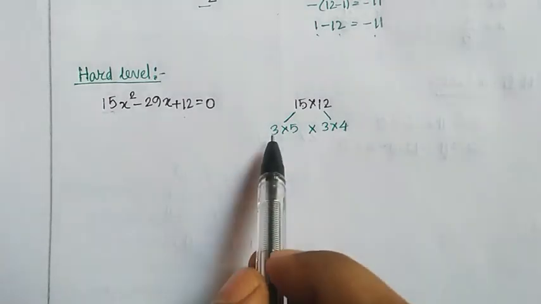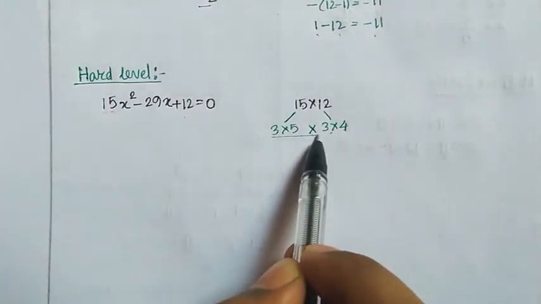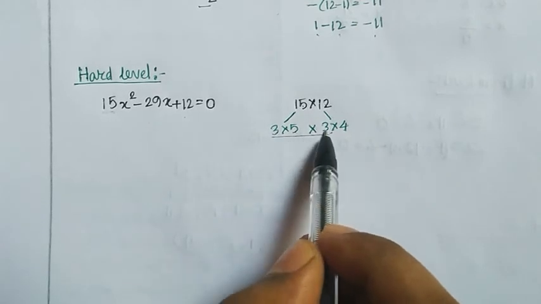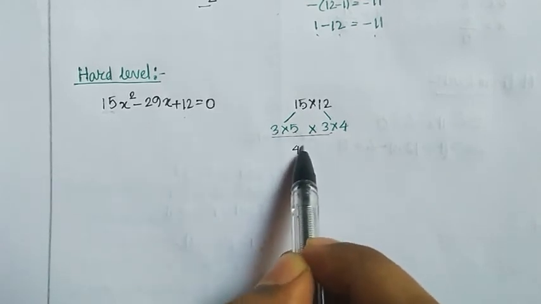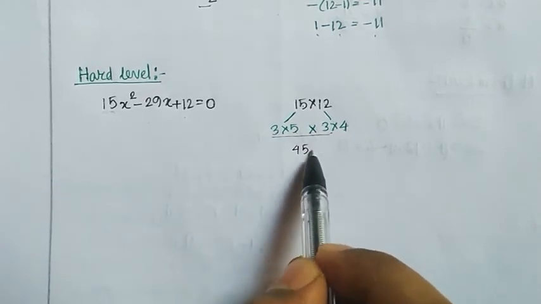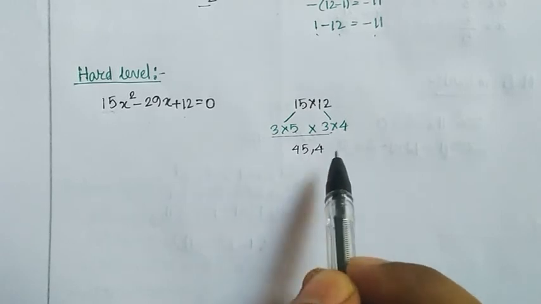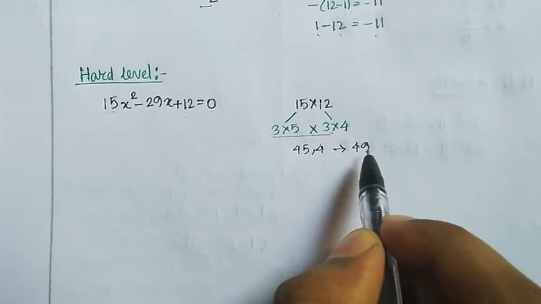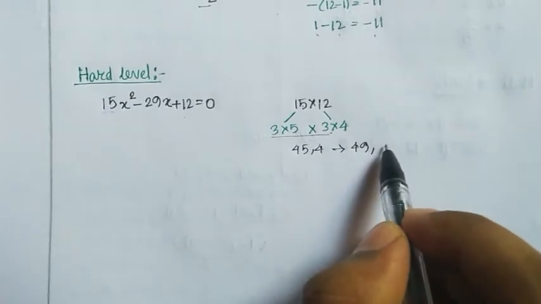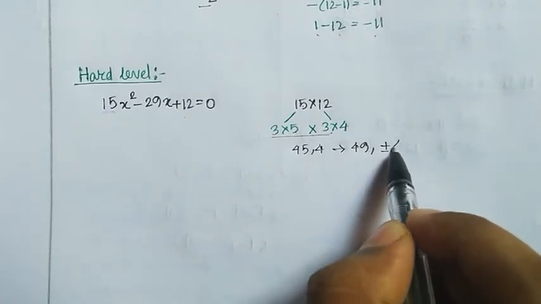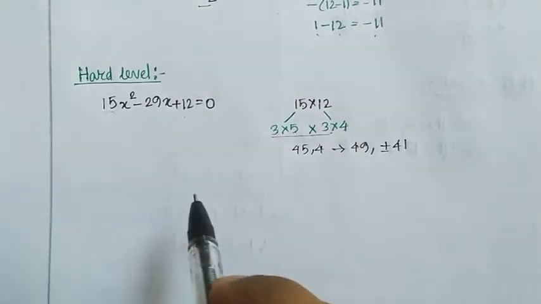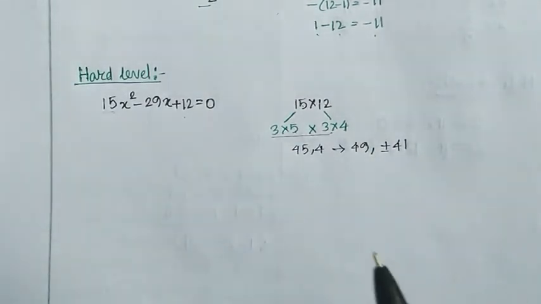Let's take the first three factors and multiply them. 3 into 5 is 15, into 3 is 45. So let's take 45 and 4 first. If we add them, we get 49. If we subtract them, we get plus minus 41. That doesn't give us minus 29x. Let's try another set of factors.